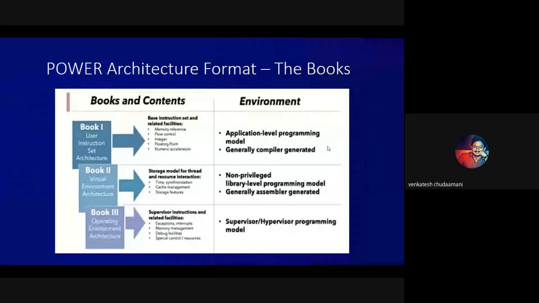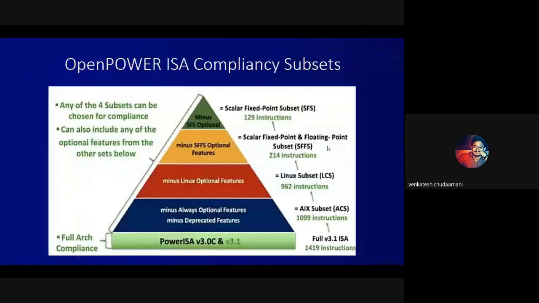Book three and the ISA version 3.1 have been utilized for open core processors like A2O and A2I development. These Power ISA compliancy subsets include four subsets that can be chosen among: a scalar fixed-point subset, a scalar fixed-point and floating-point subset, a Linux subset, or an AIX subset.